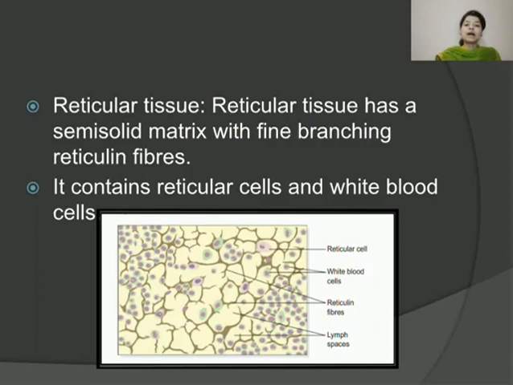Now coming to the last kind of connective tissue, which is the reticular tissue. So reticular tissue has a semi-solid matrix with fine branching reticulin fibers. It mainly consists of your reticular cells and white blood cells. As you can see in this image, there are reticular cells, white blood cells, reticulin fibers, and lymph spaces. So this is a structure of your reticular tissue. And reticular tissue is present in the lymph node and all the organs of the lymphatic system.